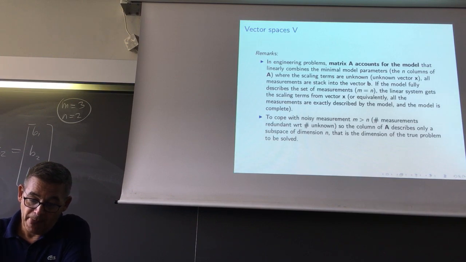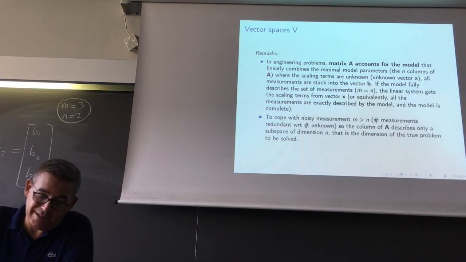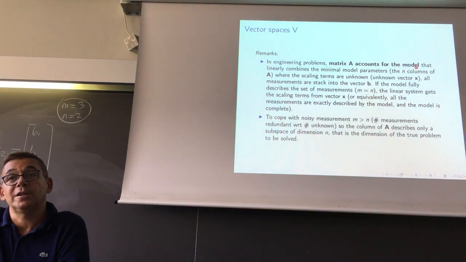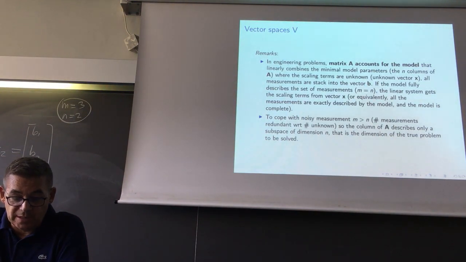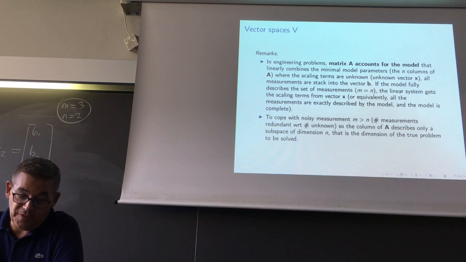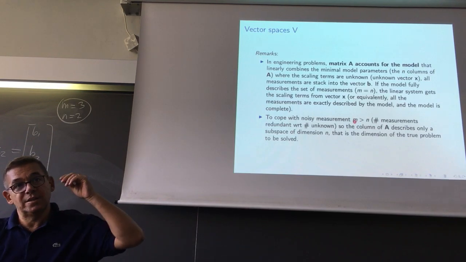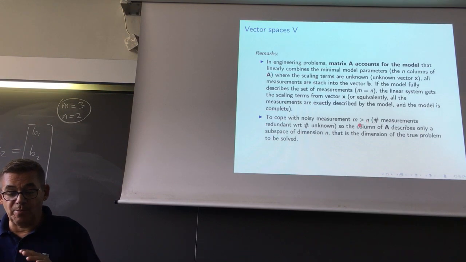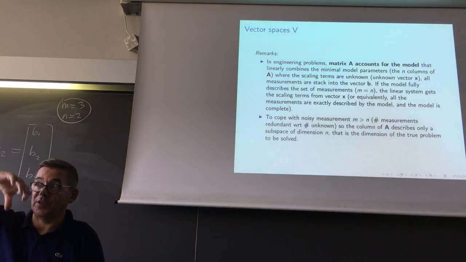Let's move forward. As I said, we already discussed it. In engineering problems, the matrix A accounts for the model. So what is the model specifically? It linearly combines the minimal model parameters, the columns, with the scaling factor. If I need to cope with noise in measurement, I need to make the number of measurements larger than the unknowns. This is what I usually do. So I try to make a matrix that is very tall.